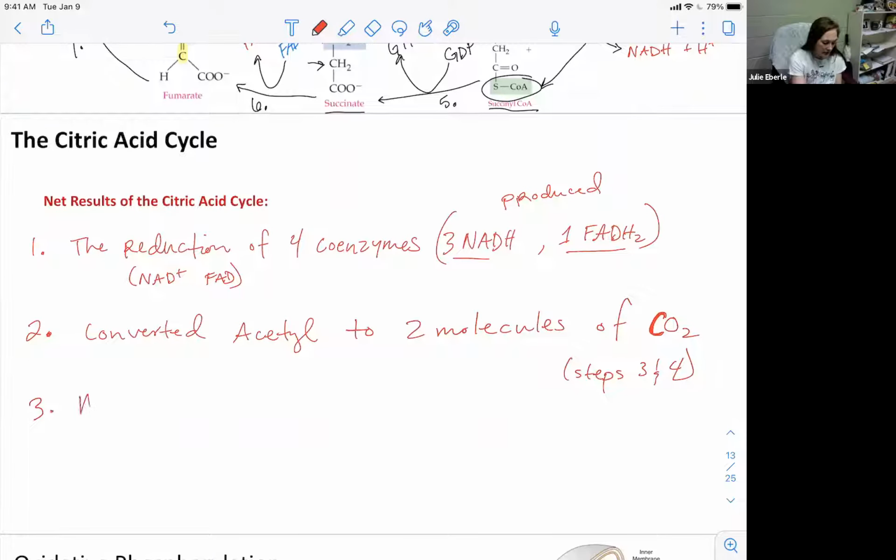Last thing is we make 1 ATP. That is one of the net yields of the citric acid cycle. Okay.